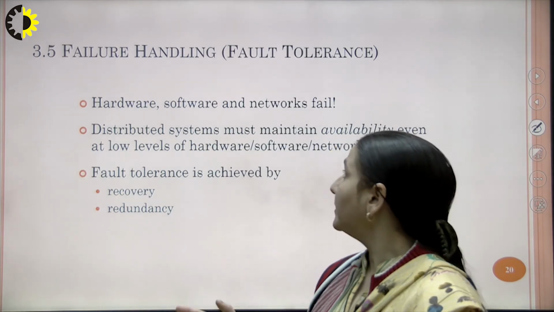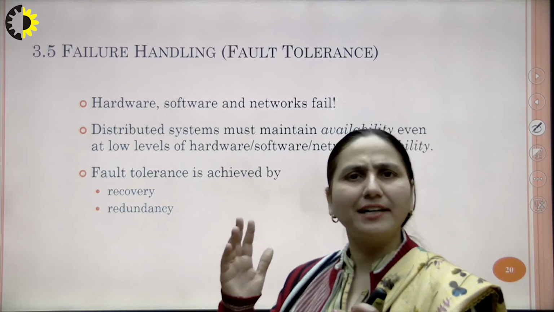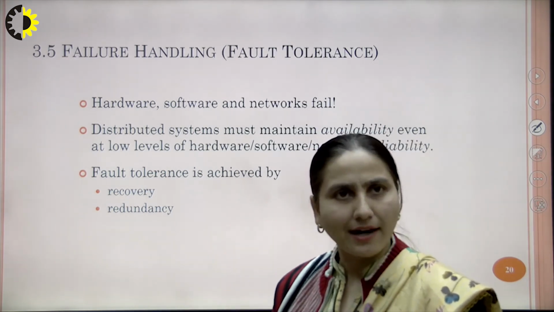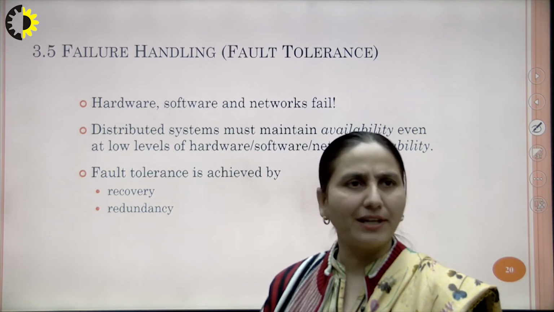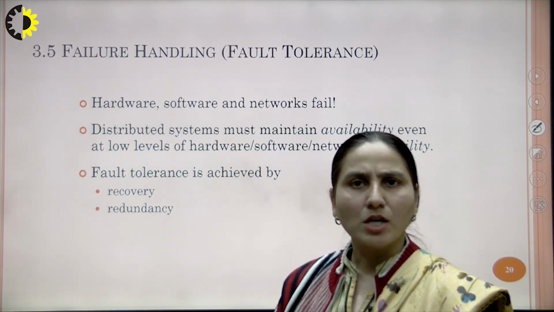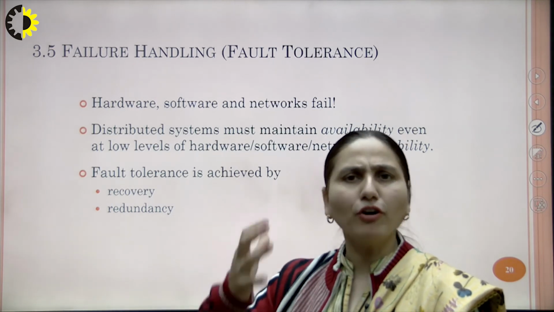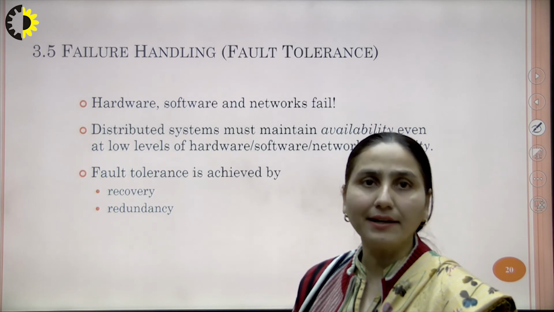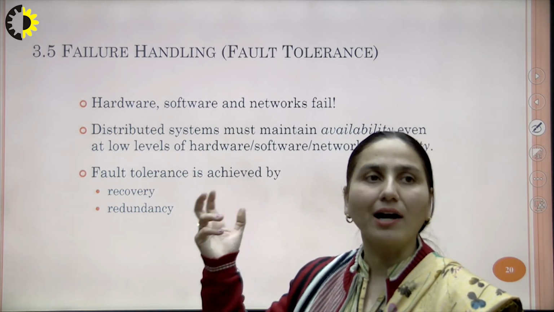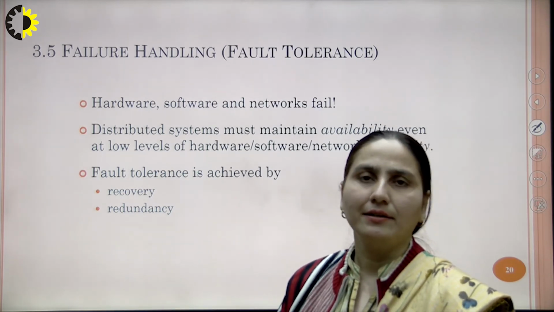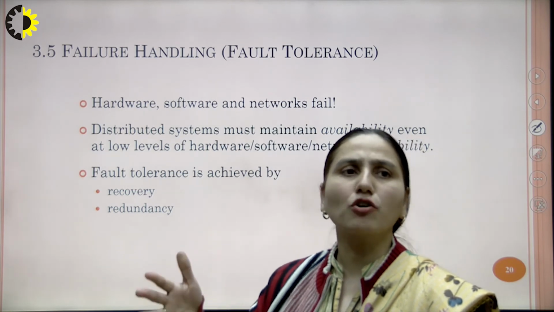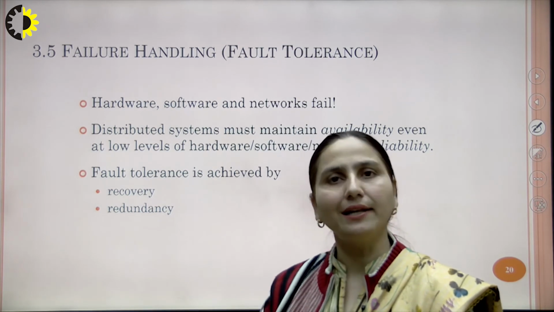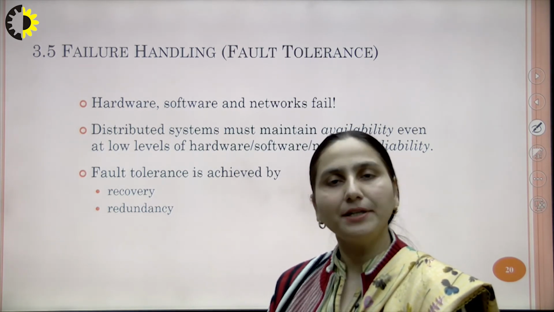So, hardware, software and network can fail. See, if you are dealing in terms of hardware, software, or networks, they definitely may fail. So what is the probability, and what can we actually do? How are we going to handle any type of failure? If there is a failure in the hardware, how are we going to handle it? If there is a failure in the software, how are we going to handle it? If a particular network fails, how are we going to handle it? What is the fault tolerance capability of the system?